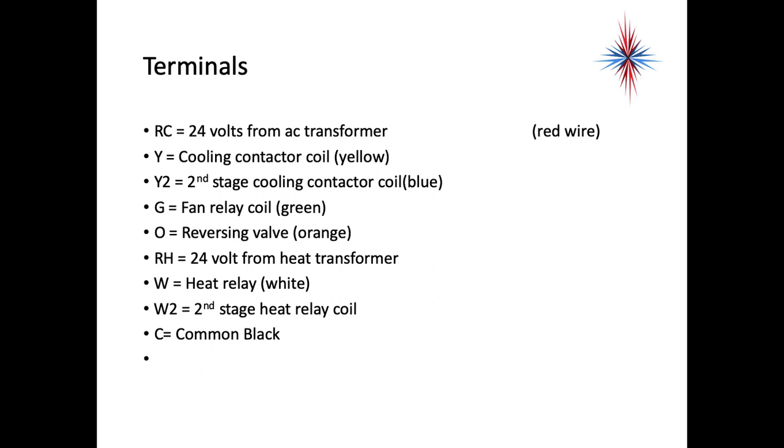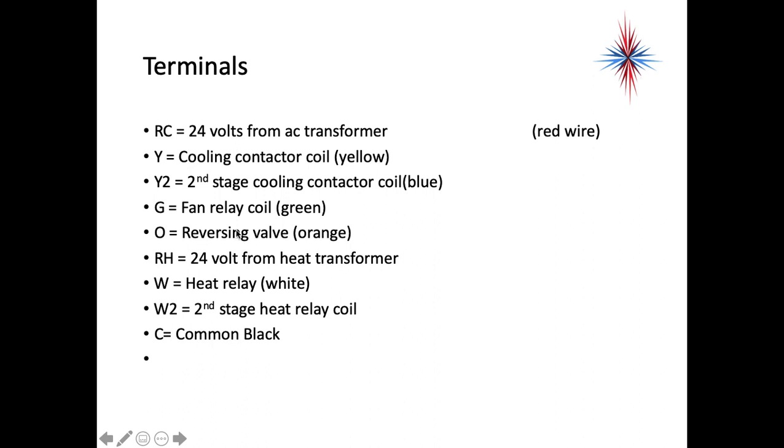So the thermostat terminals, and every thermostat will have one or more of these. RC is the 24 volts from the air conditioning transformer, which is normally in the air handler. Y is the cooling contactor coil. Standard is yellow, but it could have another color on it. Make sure you look at the terminals. Y2 is second stage cooling, could be blue. G is the fan relay coil, should be green, or again, just have the same color on the thermostat side as you do on the air handler side.